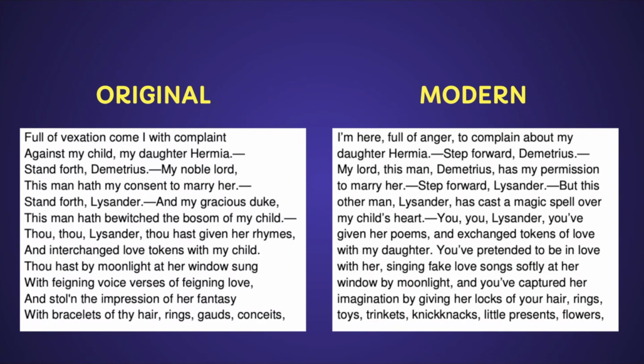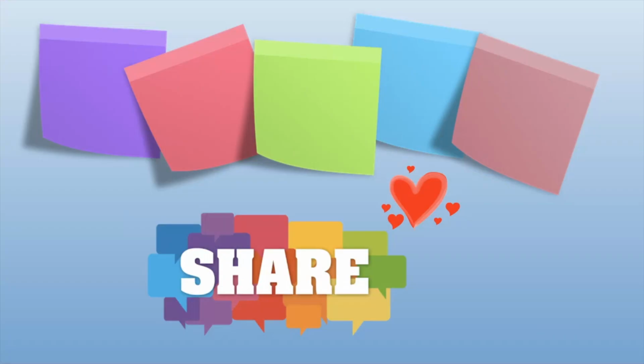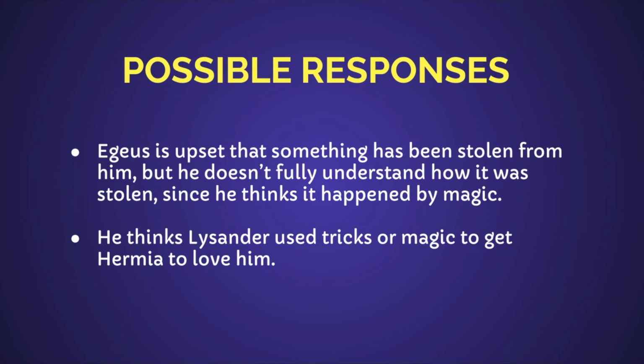But Aegeus doesn't see it that way. He thinks that he's bewitching her. He thinks that Lysander has different motives, different reasons for going after Hermia, and they're all bad reasons. He thinks that Lysander has literally cast a spell over Hermia, and that's why Hermia likes Lysander so much, right? So Aegeus is upset that something has been stolen from him, but he doesn't fully understand how it was stolen. Since he thinks it happened by magic, he thinks Lysander used tricks or magic to get Hermia to love him. He doesn't fully understand why they like each other, and he thinks Lysander is playing some game here.